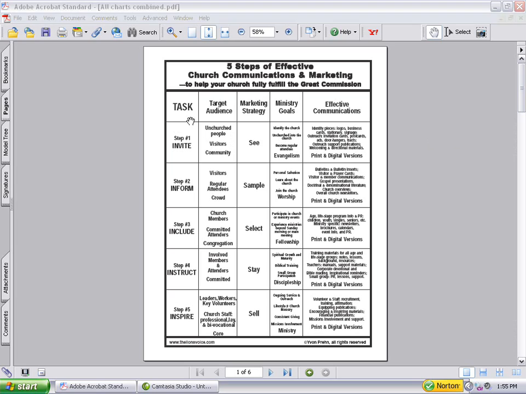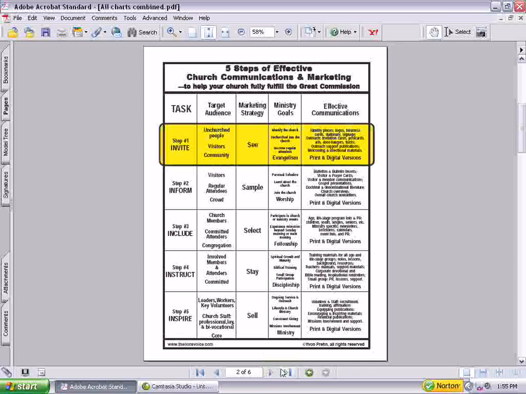Here, the way the chart is organized, we have our tasks that we want to go through in moving people from outside the church to becoming fully devoted followers of Christ. We have our target audience, our marketing strategy, our ministry goals, and our effective communications. Let's just briefly look at each one.